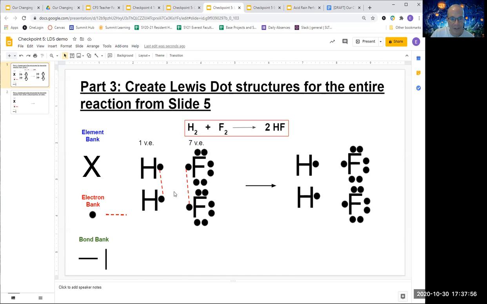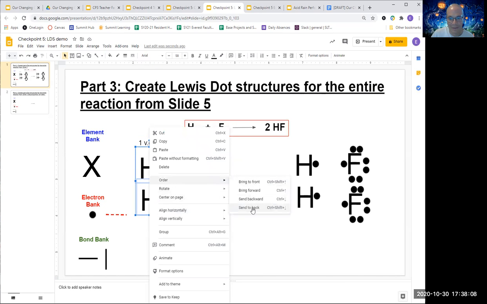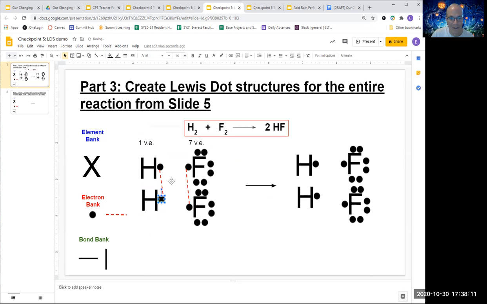to make these molecules. What I'm going to do in this case is use a little trick here. If you send these to the back, then it'll allow me to select the electrons. So what I'm going to do is delete those. And in this case, I'm just going to use a line to make the bond. And notice in these, down here in this bond bank, I put horizontal lines and vertical lines. And they don't have to be horizontal or vertical. They can also be diagonal. But I'm just going to put a line there to show the bond between these two hydrogen atoms.